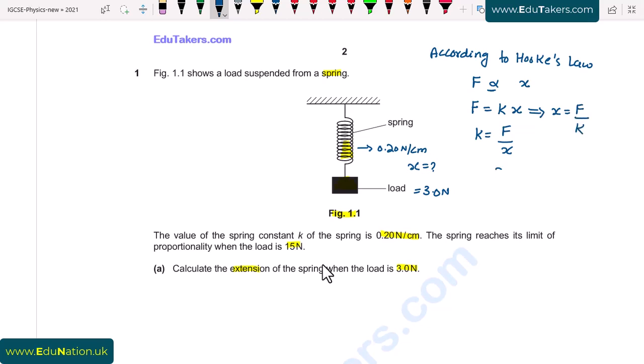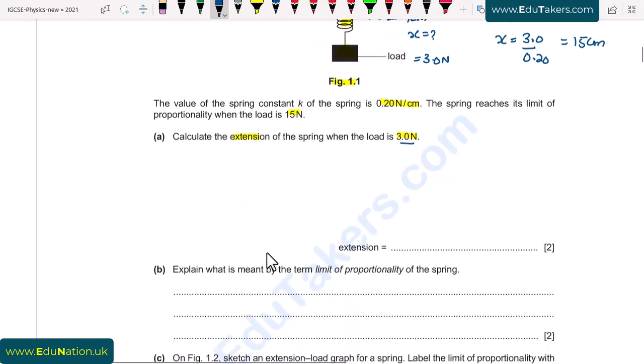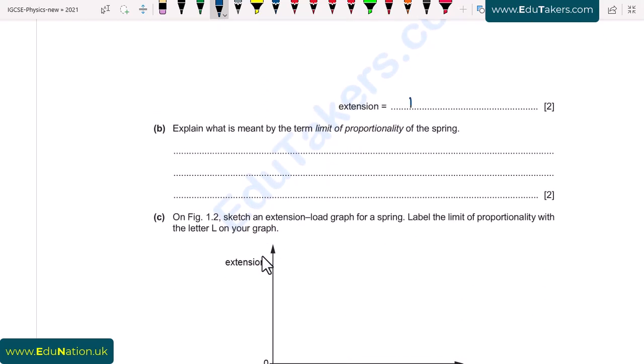So x will be equal to load, 3.0 Newton, divided by spring constant, 0.20 Newton per centimeter. So the extension comes to be 15 centimeter. I write here 15 centimeter. Part B. Explain what is meant by the term limit of proportionality of the spring.